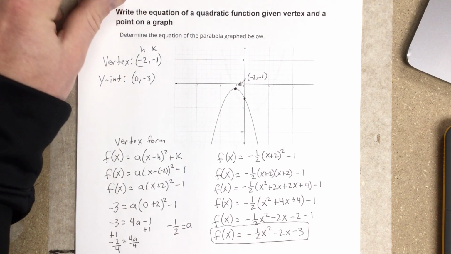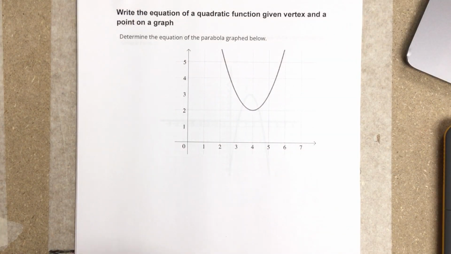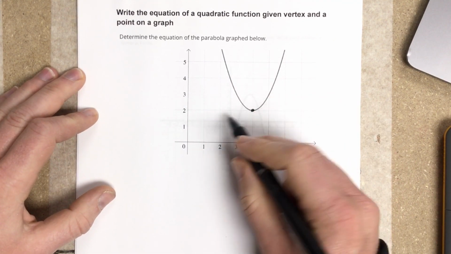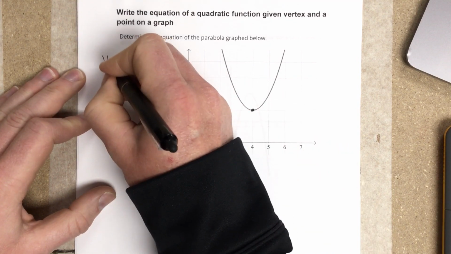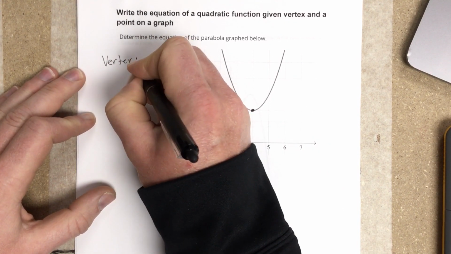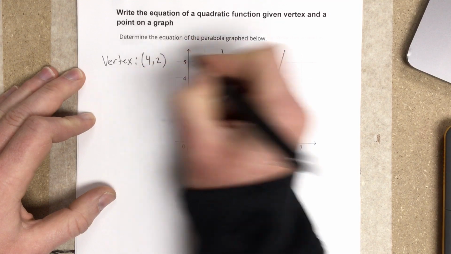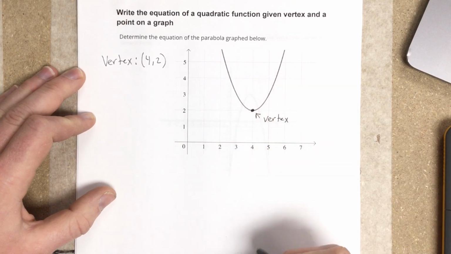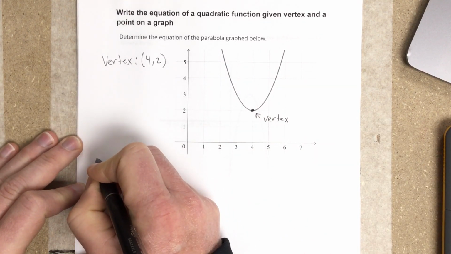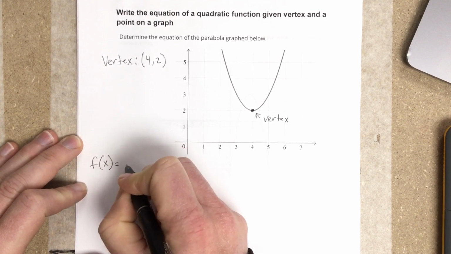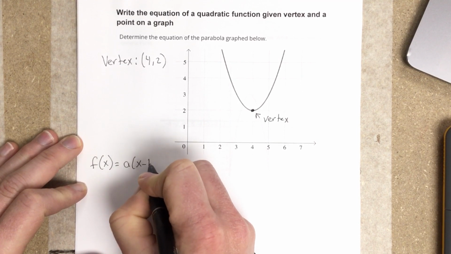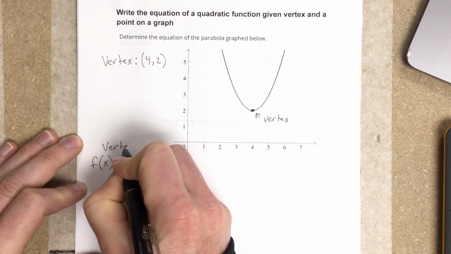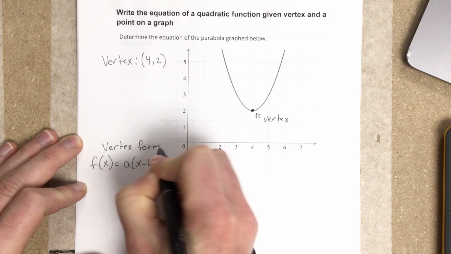Let's do a second example here. Let's write our vertex right away. So our vertex would be 4, 2. And I'll just write that that's the vertex there. Our equation is f of x is equal to a times (x minus h) squared plus k. And this is vertex form.